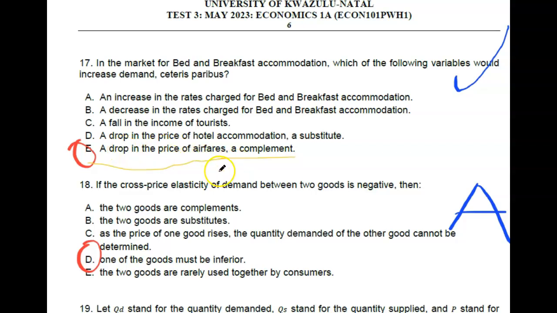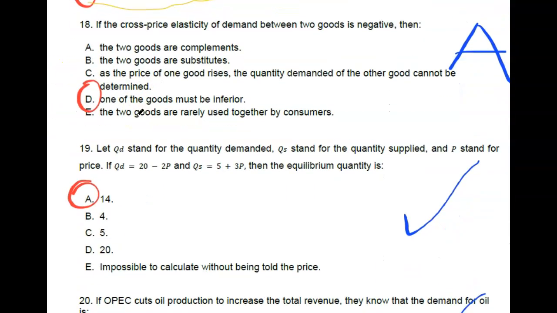The airfares are going down, so obviously this will increase demand for bed and breakfast, because that's good. The airfares are going down, so now more people are traveling all throughout the world. When these people travel now because fares are cheaper, they will look for places to go on a holiday. So the demand for this will increase, therefore it's E.